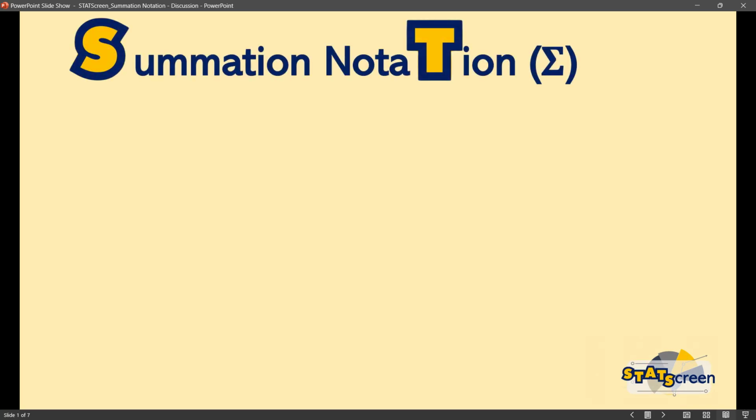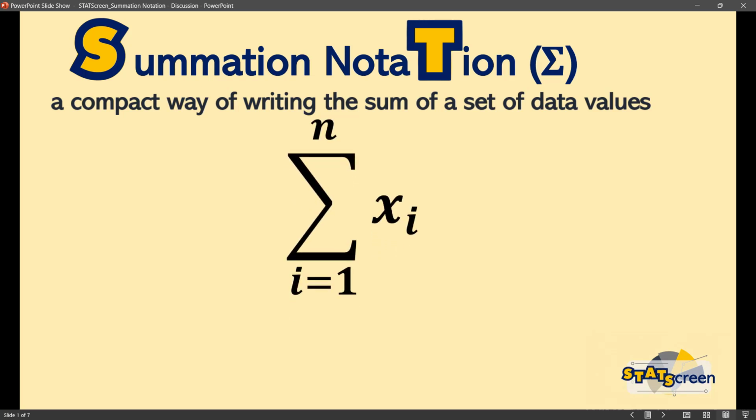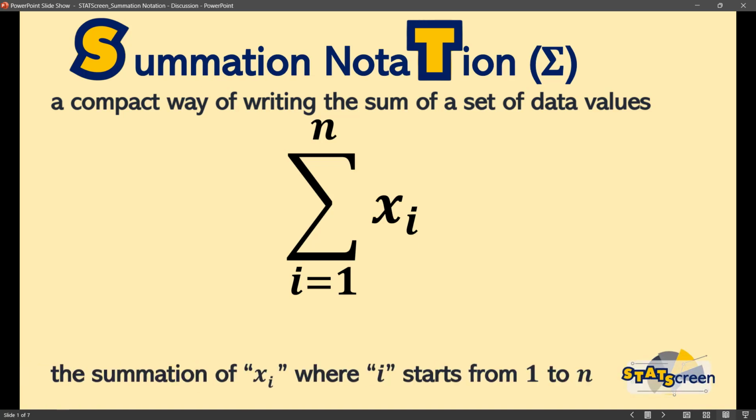One of the useful notations in statistics is what we call summation notation, with this symbol. The summation notation is a compact way of writing the sum of any set of data values. This is an example of a summation notation. This can be read as the summation of x sub i, where i starts from 1 to n.